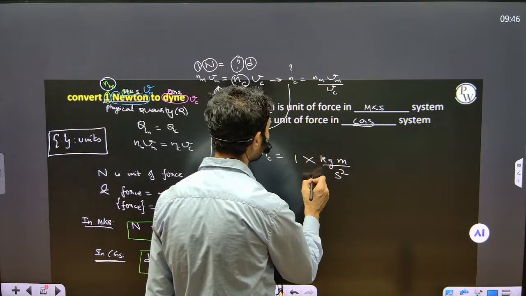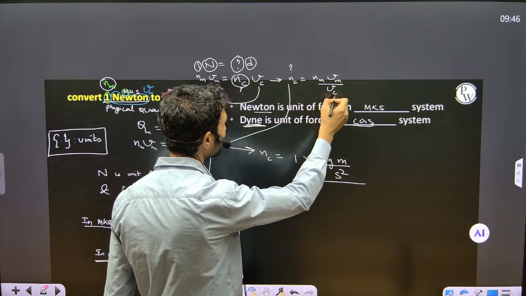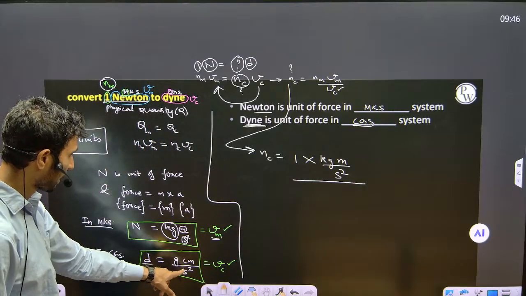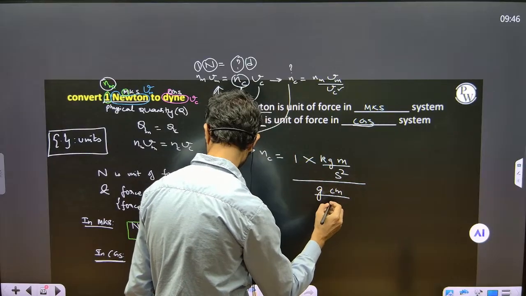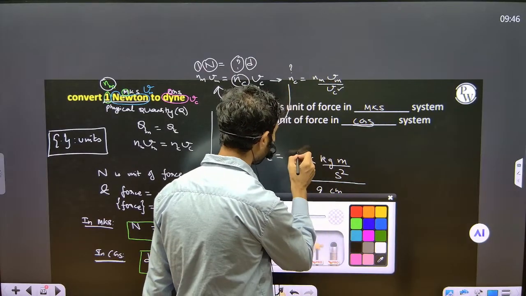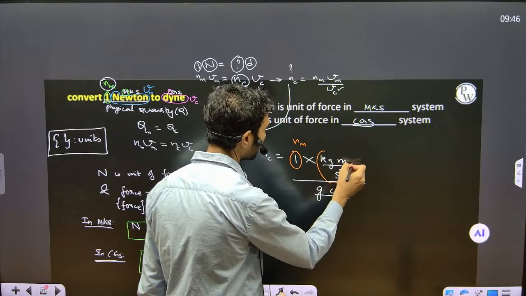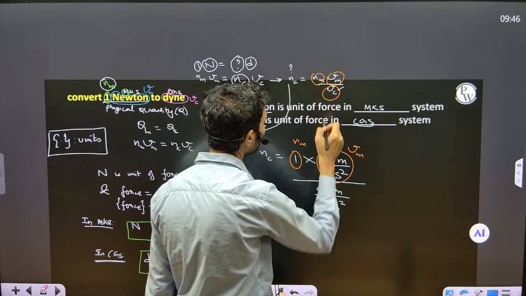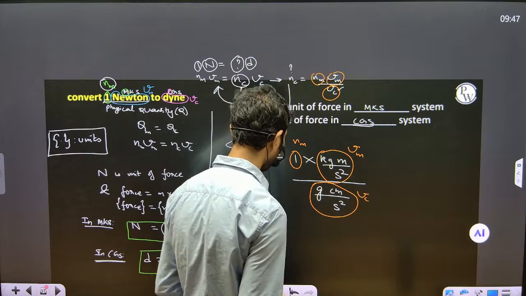Then, what is UC? UC is gram centimeter divided by second square, right? So I'll write here also what is what. This is the unit written in MKS, right? And this is the unit written in CGS. So I hope it's all clear to you.